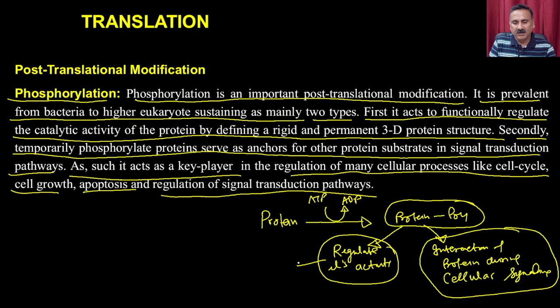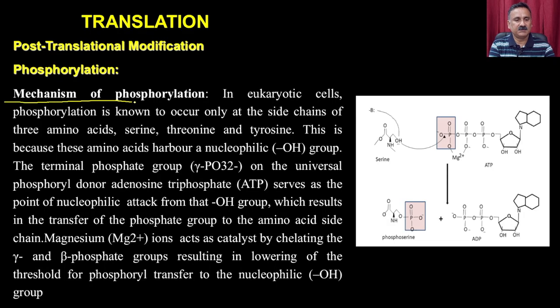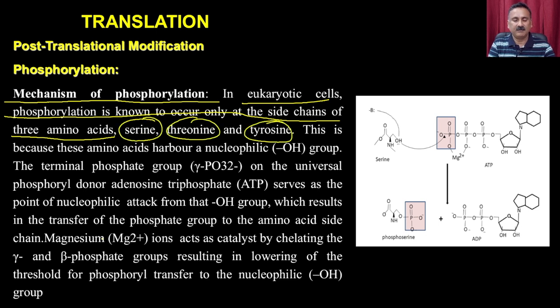And you might have seen many of these examples when we were discussing glycolysis and Krebs cycle, because you might have seen many of the enzymes present in the glycolysis and Krebs cycle whose activities are being regulated similarly by the phosphorylations. Now, let's see what is the mechanism of phosphorylations. So, in eukaryotic cells, the phosphorylation is known to occur only at the side chain of three amino acids, serine, threonine and tyrosine. Okay.